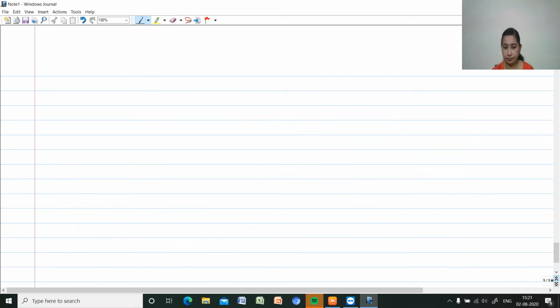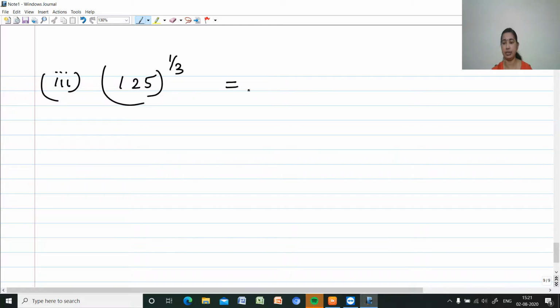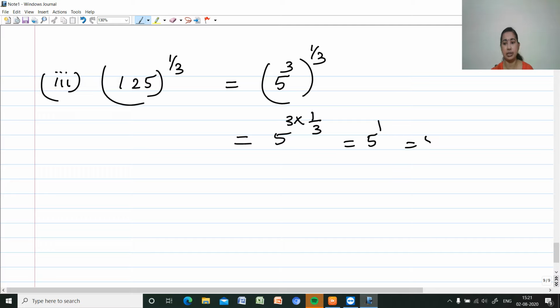Same way, in that first question itself, the third one, that is 125 raised to 1 by 3. What is 125? It is 5 into 5 is 25, 25 into 5 is 125. So it is 5 raised to 3, whole raised to 1 by 3. That is equal to 5 raised to 3 into 1 by 3, that is equal to 5 raised to 1, or that is 5.